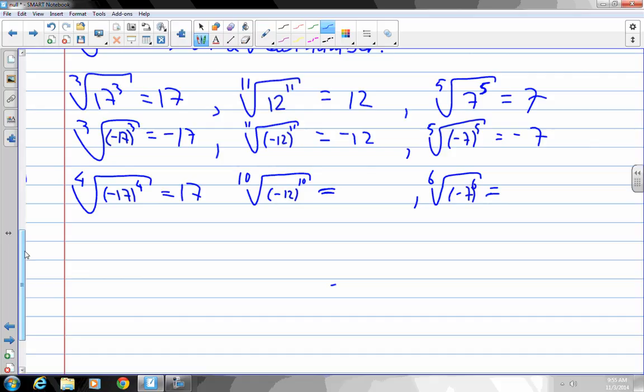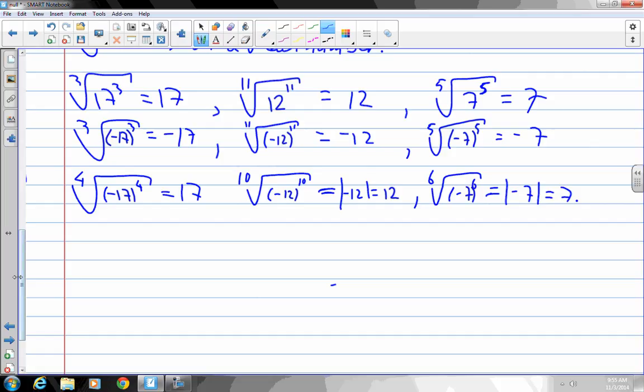So this is kind of the same absolute value situation. The powers don't just go away, it will also make sure that it comes out positive. So it's the absolute value of negative 12, which equals 12. Absolute value of negative 7 equals 7. Even radicals can only produce positive answers.